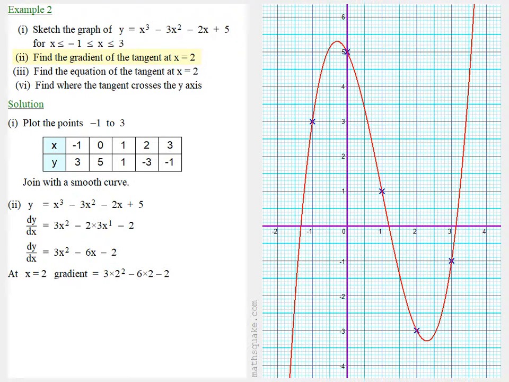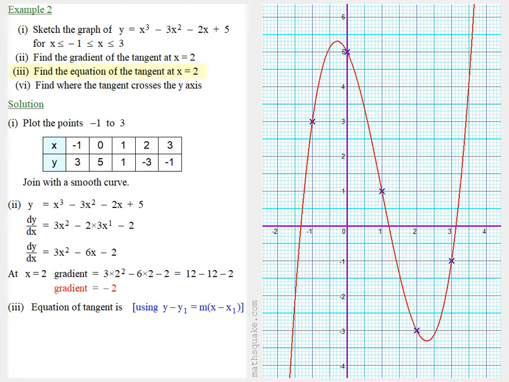So at x equals 2, the gradient is 3 times 2 squared minus 6 times 2 minus 2, which is equal to 12 minus 12 minus 2, and so the gradient is minus 2. In part 3, we're asked to find the equation of the tangent at x equals 2.